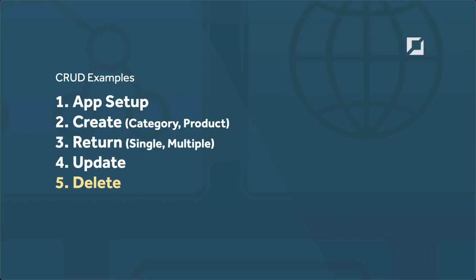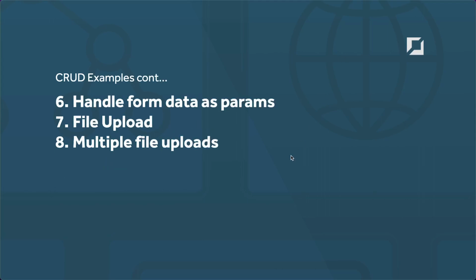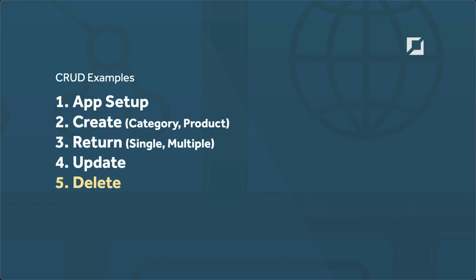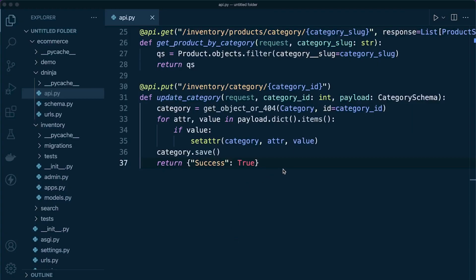So let's move on to the last part here at least, which is delete. There are some other examples that you can stay on for: handling form data as parameters, file upload, multiple file uploads. So we'll have a look at that if you want to do that. But let's have a look at a basic example of delete. Really, really simple at this point, hopefully.